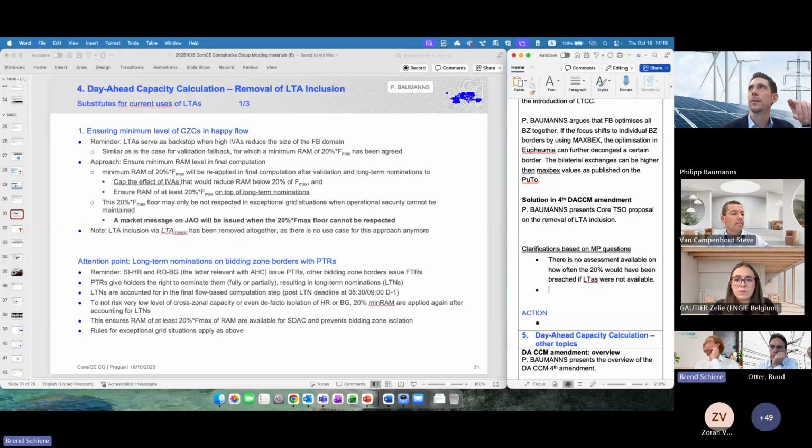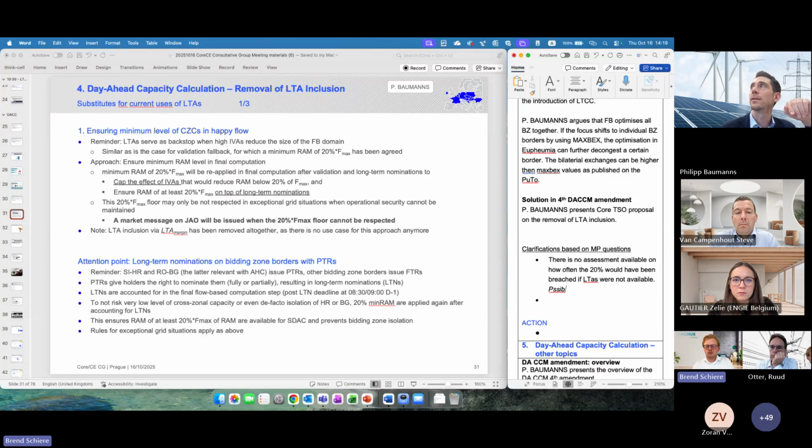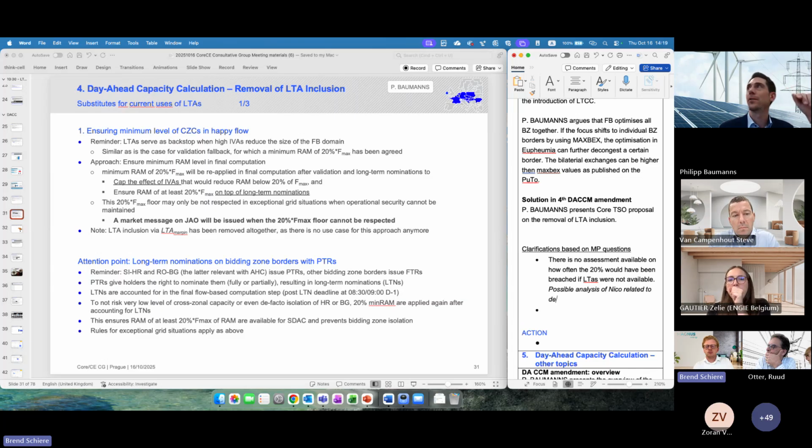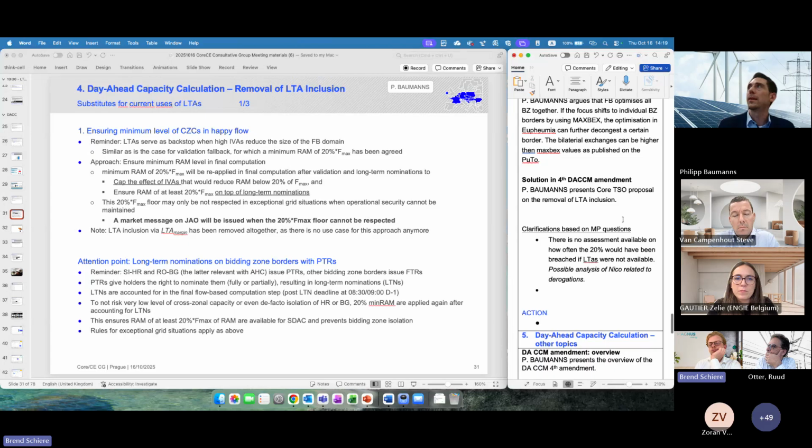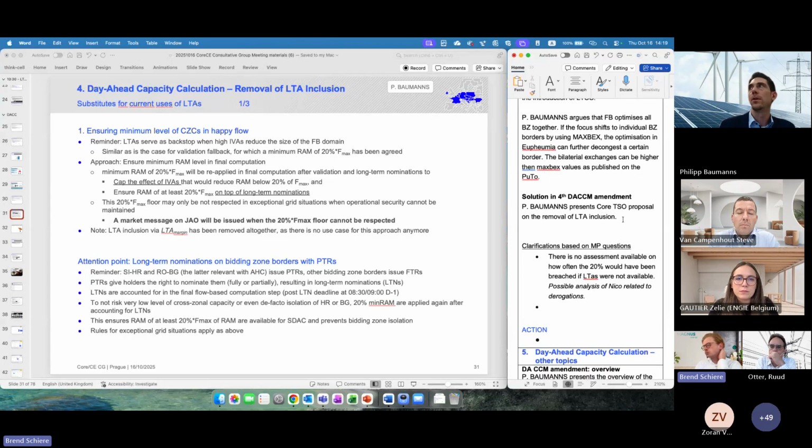Maybe one addition to that: it will not be only the respective country that is influenced by those models that would come out of the long-term nominations. Staying with this example, if there is a connect somewhere in Hungary that is influenced by long-term nominations, and based on that renders a RAM of 0, all core exchanges have a non-zero PTDF on that connect, so it will be limiting all, even with a small PTDF. That's why we really try to avoid such situations.